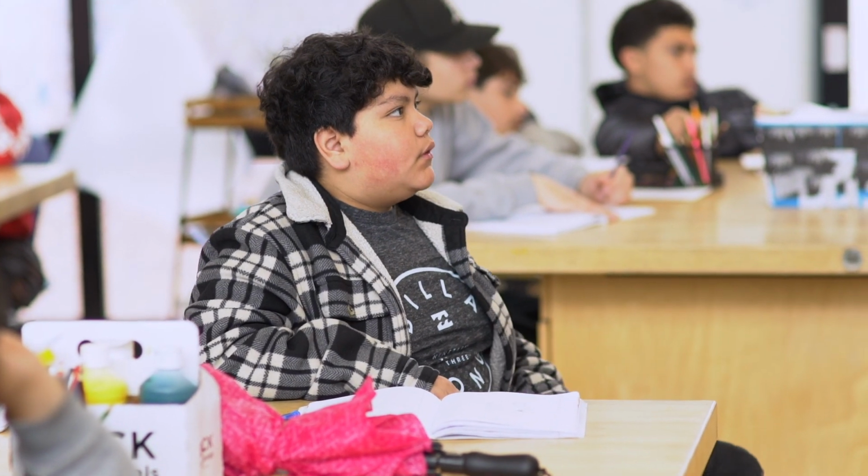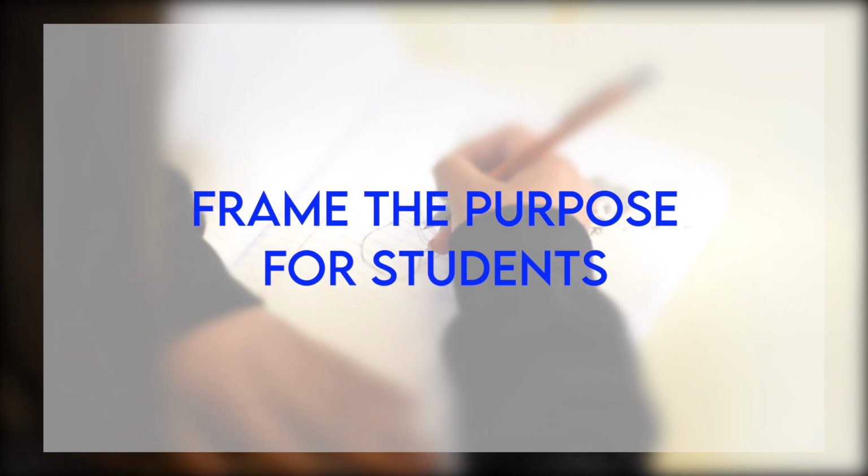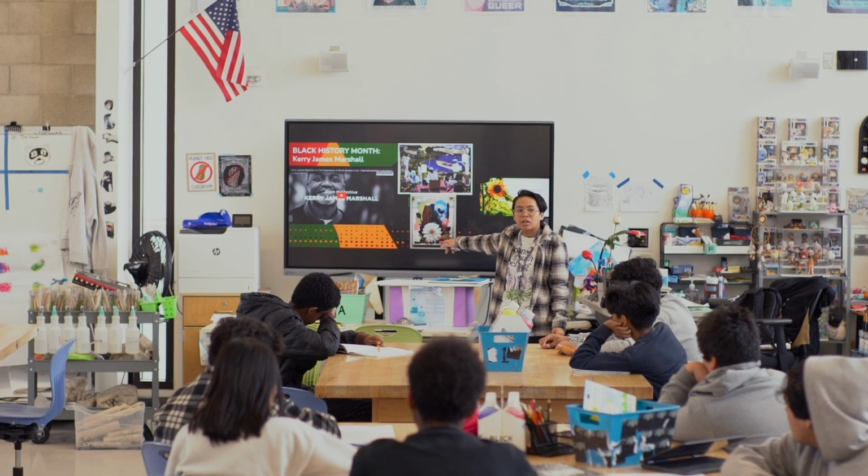student engagement and learning. Here are the steps for a 4-2-Q. Number 1, frame the purpose for students. Prior to conducting student surveys, explain to students that the data gathered will be used to improve their experiences in this class. I think this survey is a little bit more focused on the social emotional aspect of the classroom.